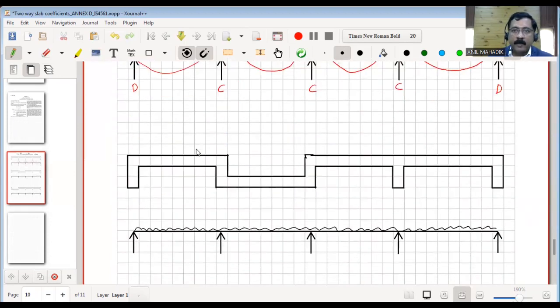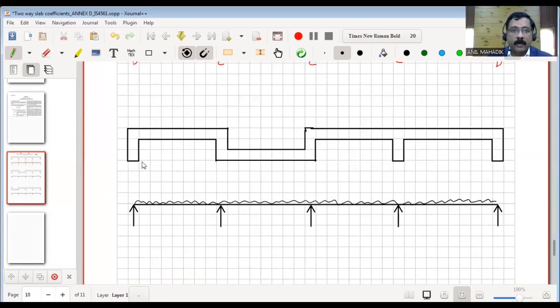Many times practically there are possibilities that there are sunk slabs. Sunk slabs are there in toilets, bathrooms, terraces or balconies. In that case, the slab is not at the same level, but sunk below the floor level. The loading diagram is the same because the slab is supported on the beams. But in this case, there is no continuity of the slab, so this edge is discontinuous. This edge is also discontinuous because there is no slab.